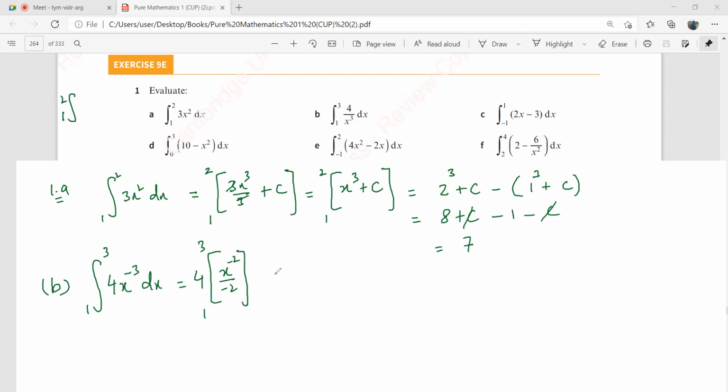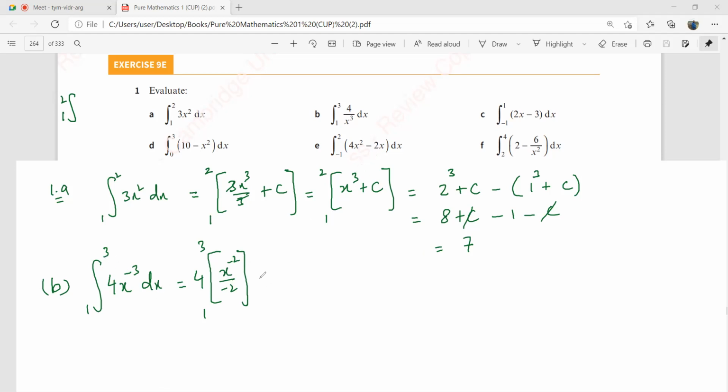Remember, writing plus c is equally important when you're dealing with the indefinite integral, and especially when you have to find the equation of the curve. There, you lose more than half the marks if you don't write that plus c. But here, this is not required.